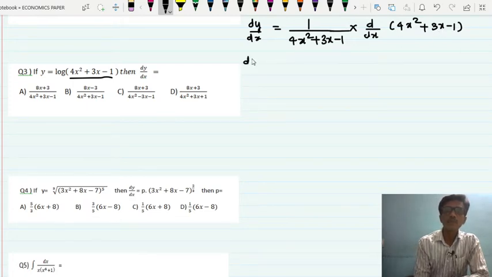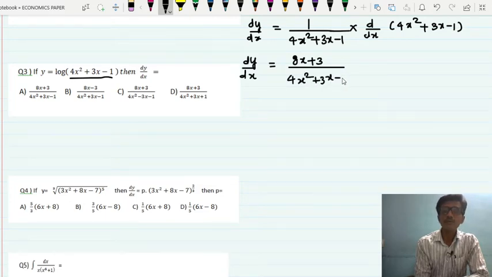So therefore we get dy by dx equal to 8x plus 3 upon 4x square plus 3x minus 1. So we have 8x plus 3 upon 4x square plus 3x minus 1. Option A is the correct option.